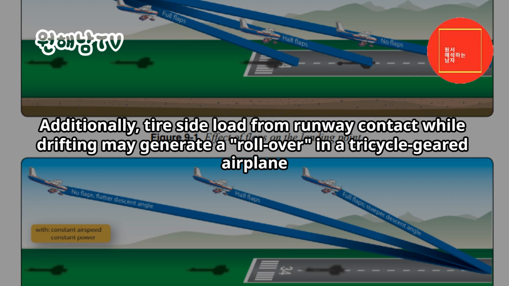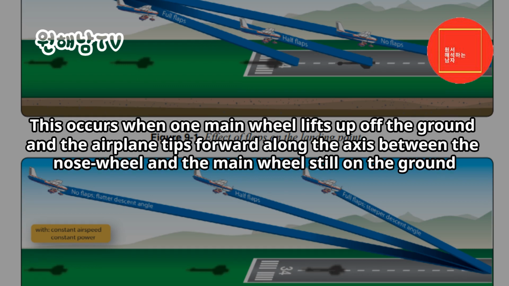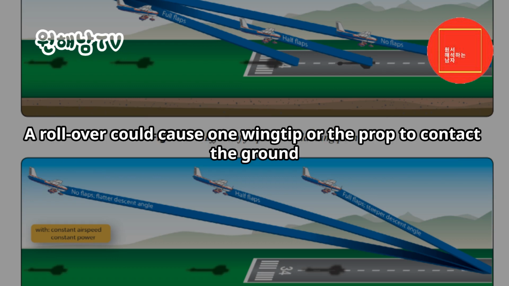Additionally, tire side load from runway contact while drifting may generate a rollover in a tricycle geared airplane. This occurs when one main wheel lifts up off the ground and the airplane tips forward along the axis, between the nose wheel and the main wheel still on the ground. A rollover could cause one wingtip or the prop to contact the ground.